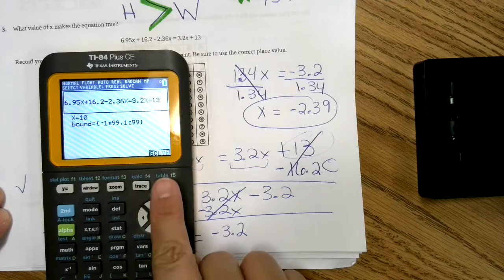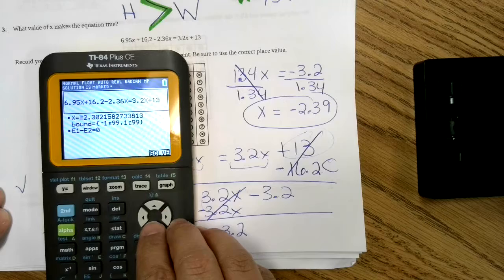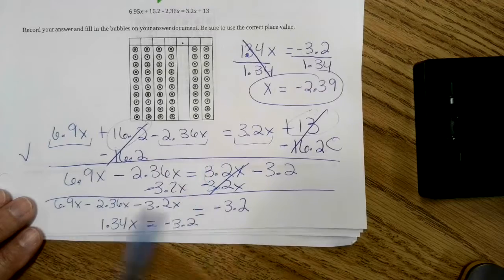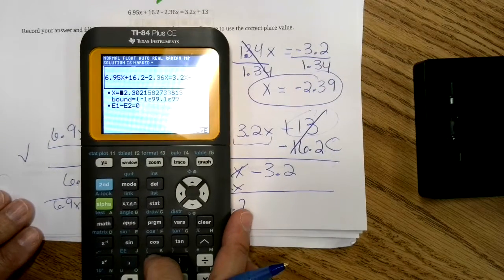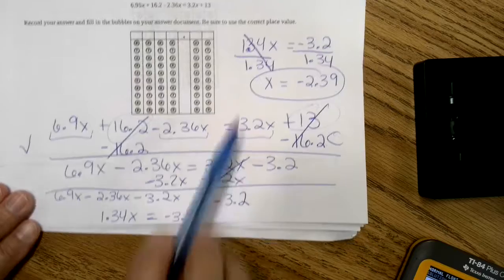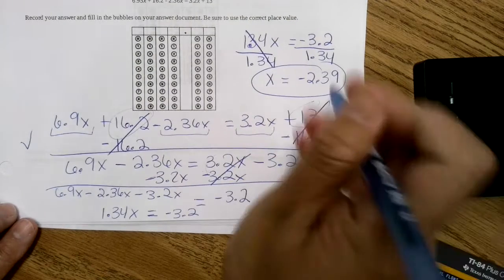Remember, graph, graph. And it shows negative 2.3021, and so on. So either way, we're on the right track. I might have made a mistake when I typed something in over here. 6.95, 16.2 minus 2.36. Anyway, I probably typed something wrong over here or wrote something slightly wrong, but this is the process, okay? So don't worry about that.